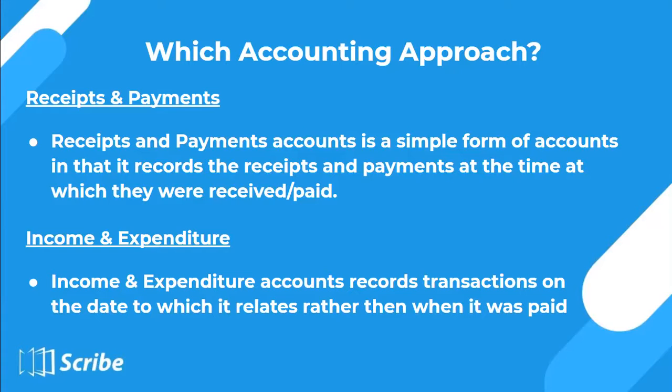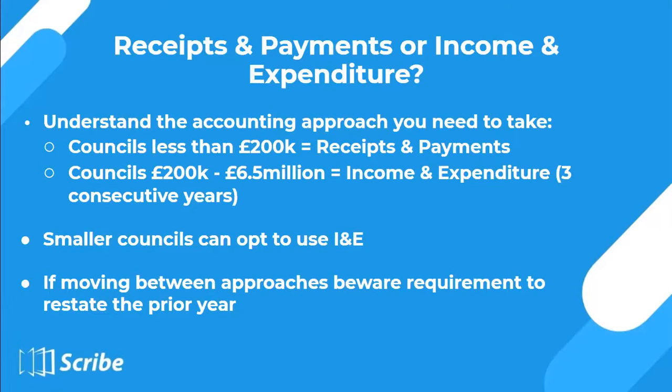Most councils, as explained in the Practitioner's Guide, will work on a receipts and payments basis throughout the year, with the conversion to income and expenditure done at the year-end point. In terms of the approach that your council will need to take, in part, this is determined by the size of the council. Councils over 200,000 for 3 consecutive years must work in income and expenditure.